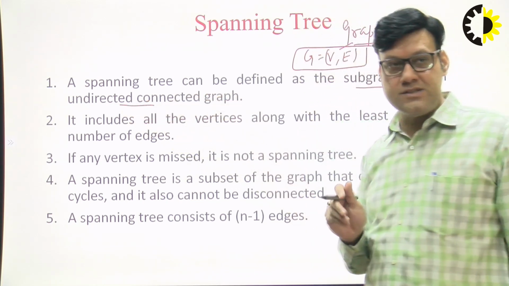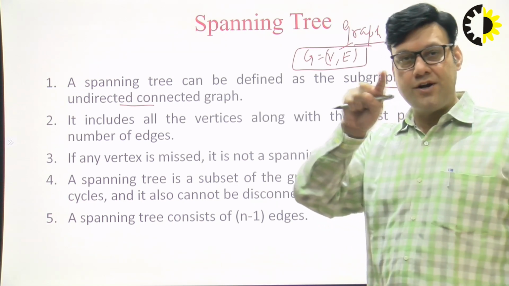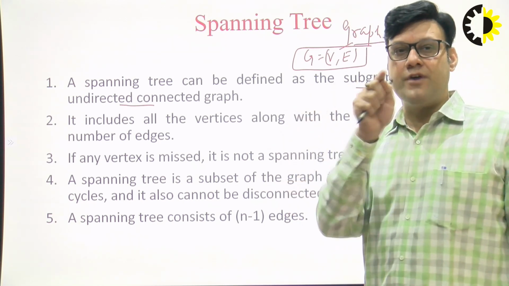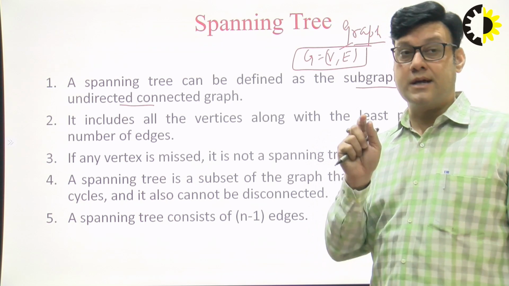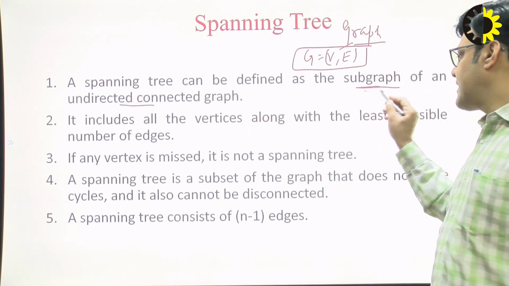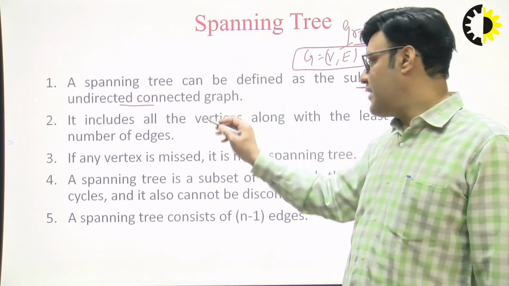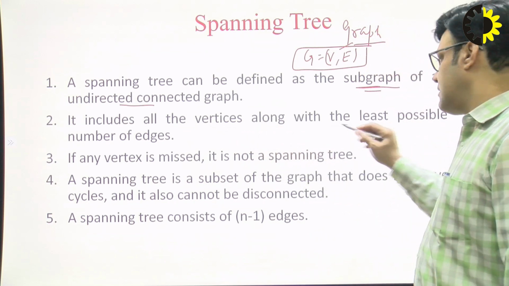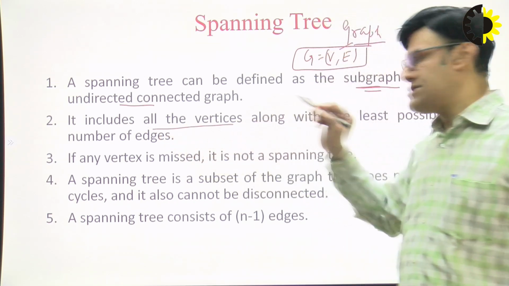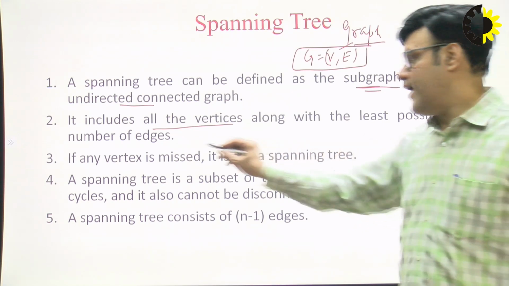And connected means connection is there. We can start from any one vertex and after traveling, we again reach to that vertex. So that graph is called as connected graph. Okay, students. So spanning tree is defined as a subgraph, number one. Secondly, in a spanning tree, it will include all the vertices, along with the least possible number of edges.